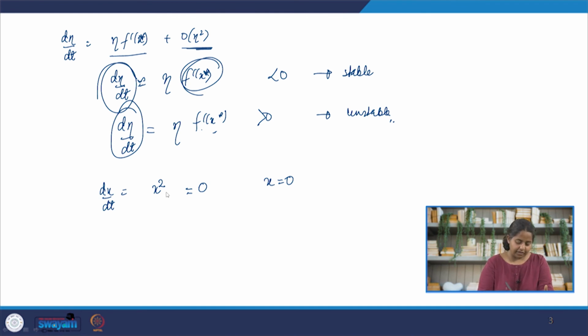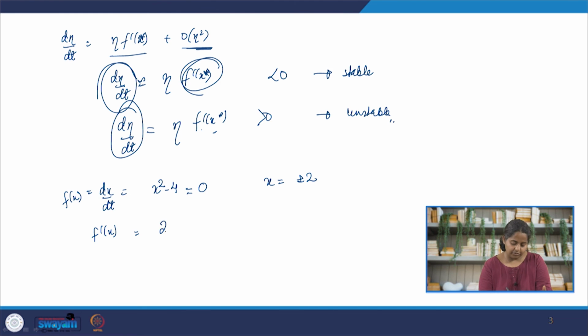So let's say our example is dx by dt is equal to x square minus 4. So we want to find out when this system is equal to 0, and this system is equal to 0 when x is equal to plus minus 2. Now what we are going to do is find the derivative of f of x.